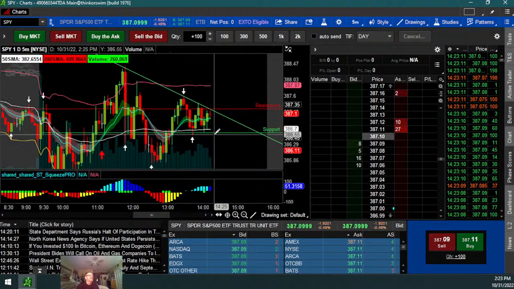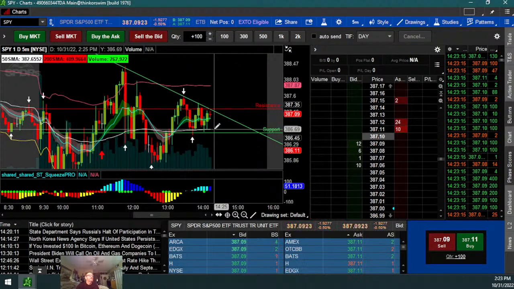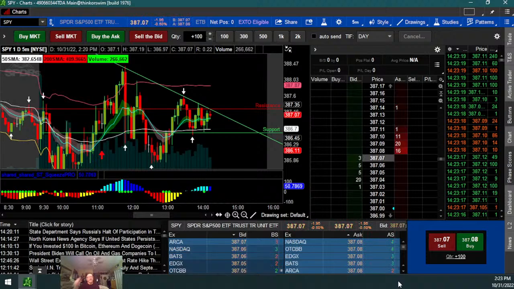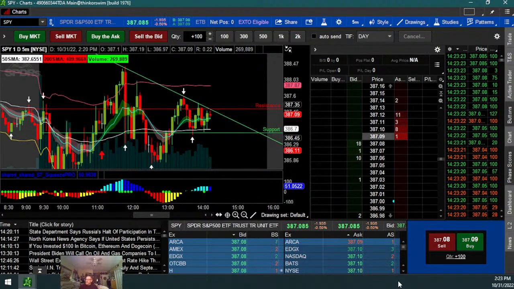I just don't want to make this the same as the VWAP. That would make it 386.70, so I have it at 50. At 20 cents, I can make that much of a difference. That's about it.